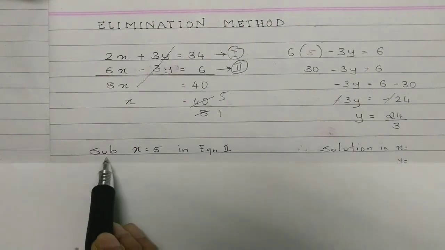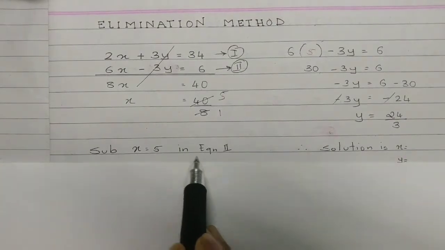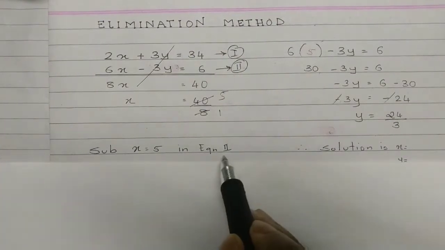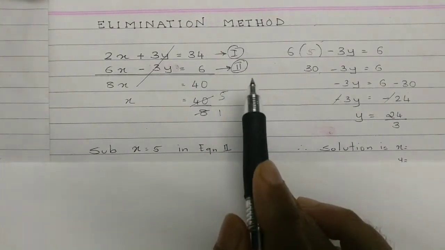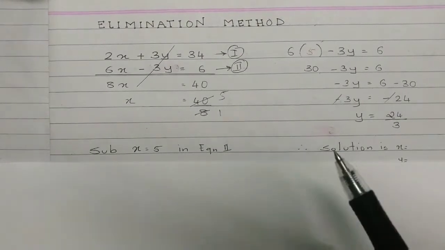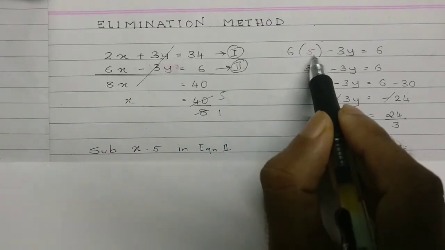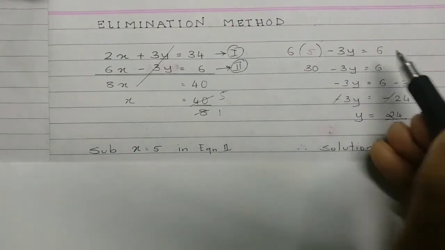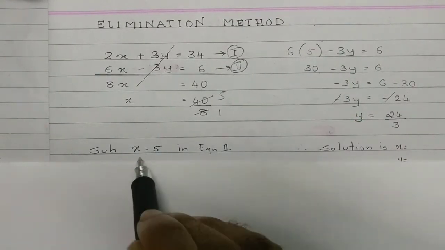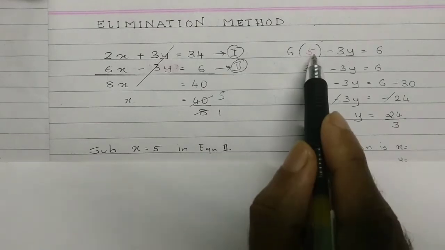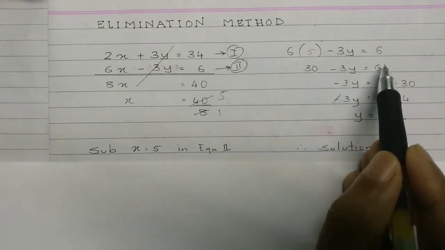So what am I doing? Now I'm going to substitute x is equal to 5 in equation 2. Is it compulsory that you have to put it in equation 2? No, it's not. You can substitute in any of the equations. But currently I have taken equation 2. So over here, 6x minus 3y is equal to 6. So instead of the variable x, since I have already found the value of x to be 5, I have substituted it. 6 fives are 30, the rest remains the same.